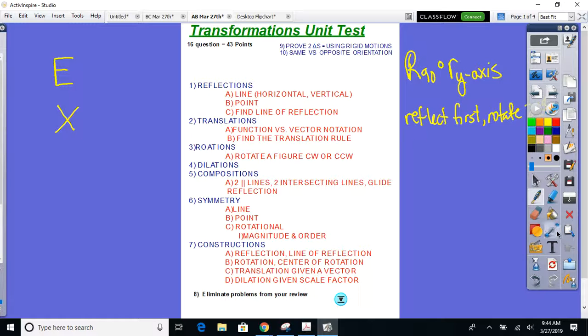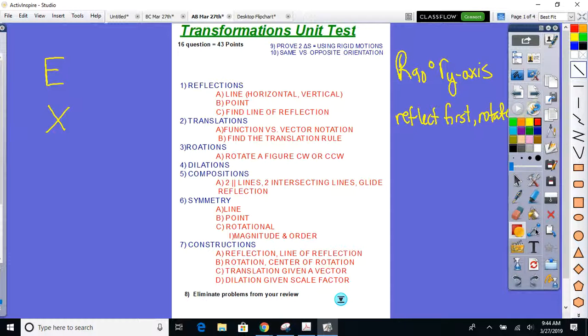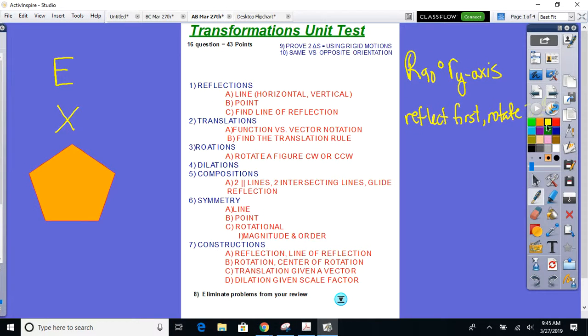Rotational, I got a little example for you guys here. A regular pentagon. Does that have rotational symmetry? Imagine all the sides are equal. Can I turn it 180 or less and get that same pentagon back? Yes, it does.